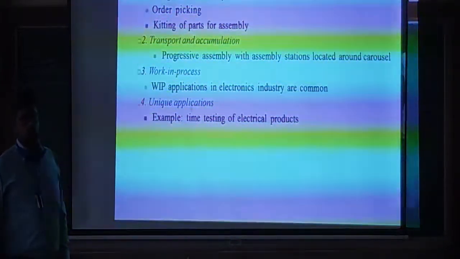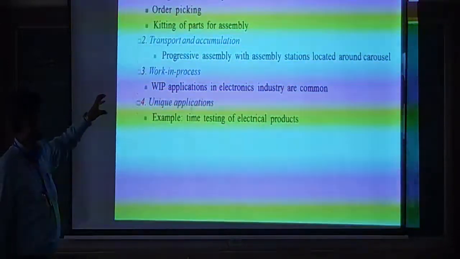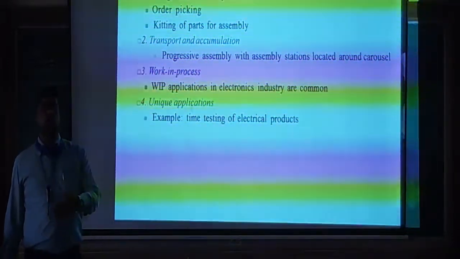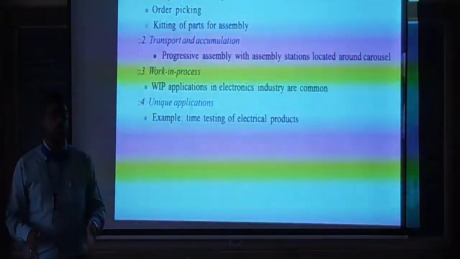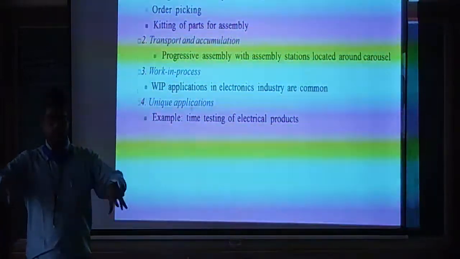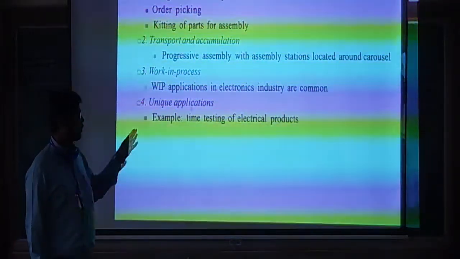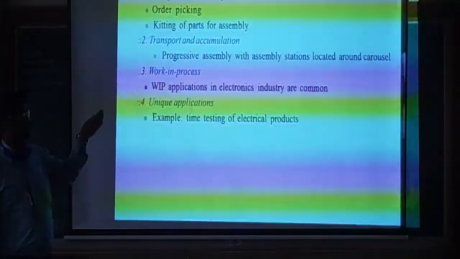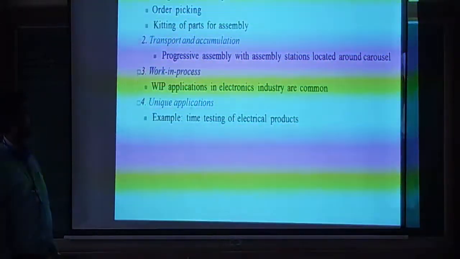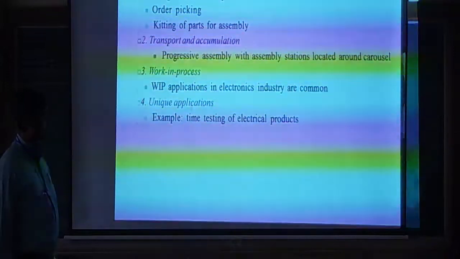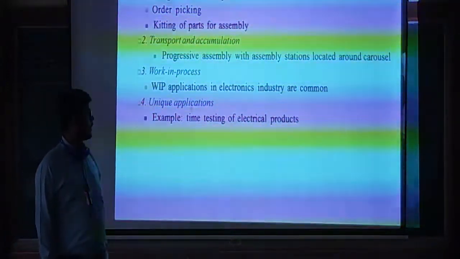So that is work in process. How many parts they have to keep in the storage, or a buffer. In the work in process, continuously those particular parts we have to feed. So usually in the progressive assembly systems, we go for assembly stations located near the carousel.